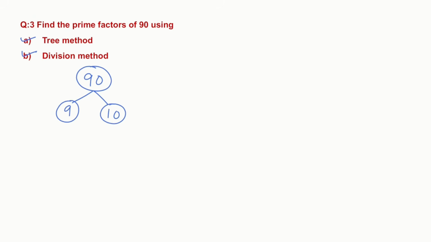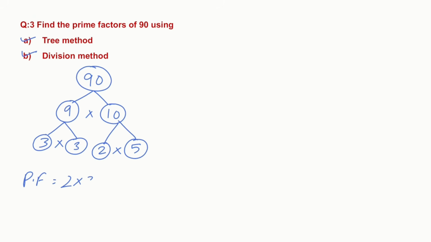You can take any other numbers. 9 and 10 are both composite numbers, so we will break them further. So 9 will be 3 times 3 and 10 will be 2 times 5. Now all the numbers are prime numbers. So the prime factor is 2 times 3 times 3 times 5.